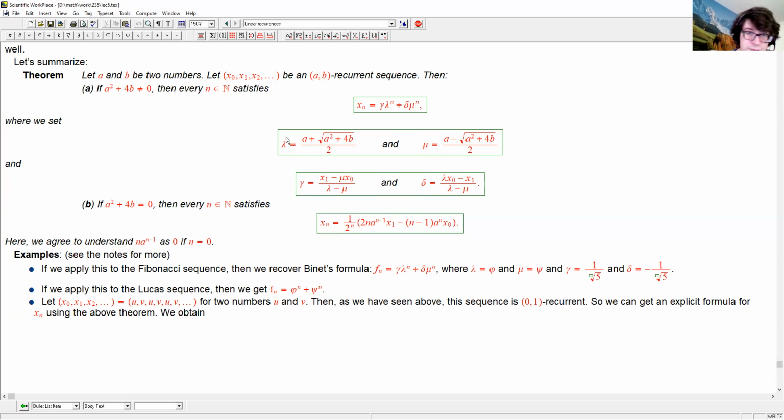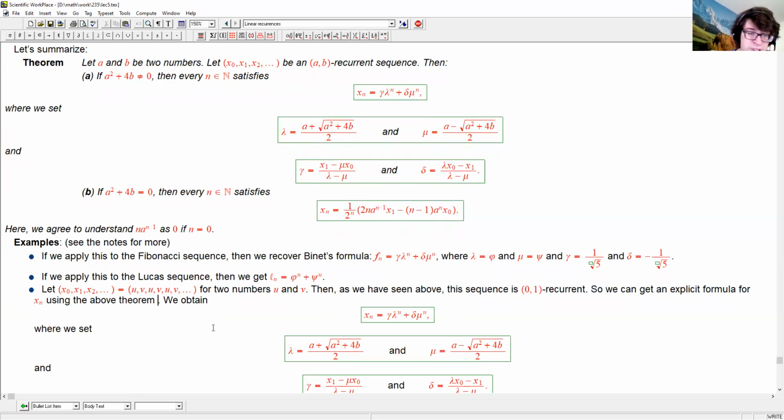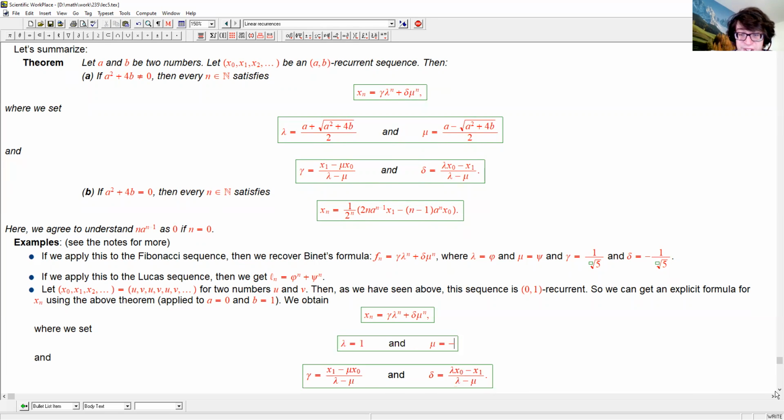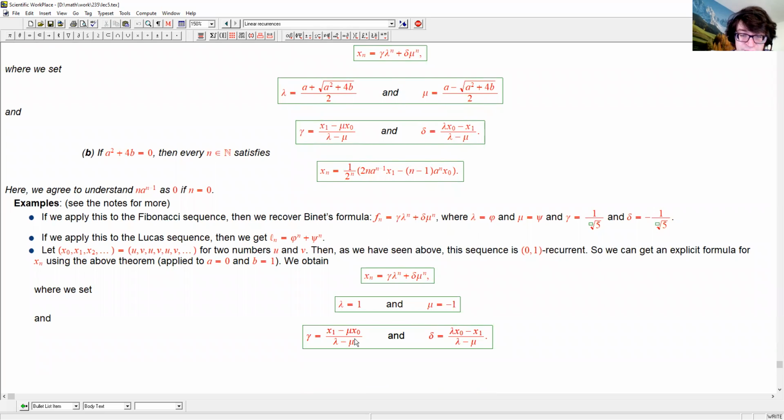We obtain, so applied to a is 0 and b is 1, we obtain this formula where, and now I'm just plugging 0 and 1 everywhere here. What is this? This is 4, so square root of 4 is 2, 0 plus 2 over 2 is 1. For similar reasons, this is minus 1. And this, well, this is v, this is u, this is minus 1, so plus u, this is over 2. We can simplify it as u plus v over 2. This is 1 times u minus v, again over 2. Okay, so it does simplify a lot.